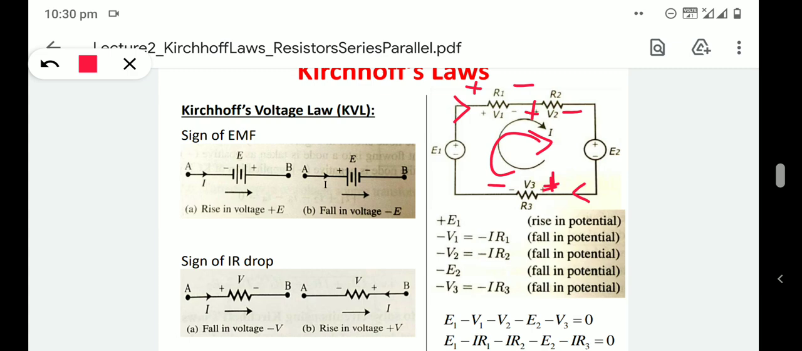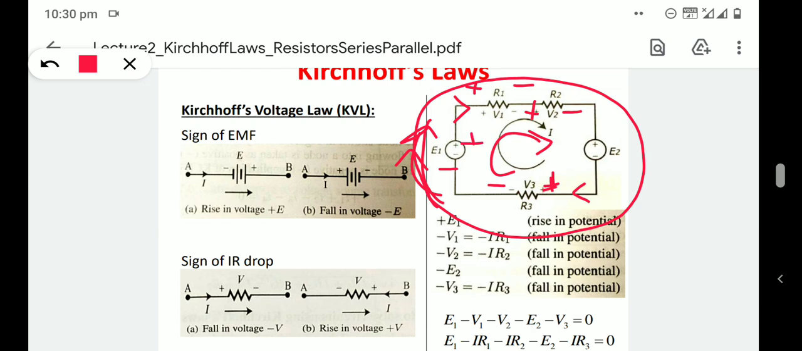So according to Kirchhoff's voltage law, we analyze the circuit like this, in this direction itself. As we are moving from the minus terminal to the plus terminal in E1, E1 should be plus, that is written here.